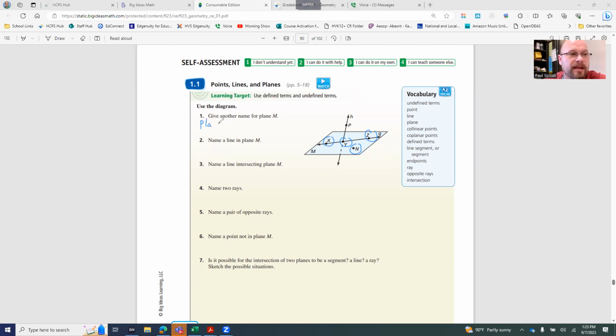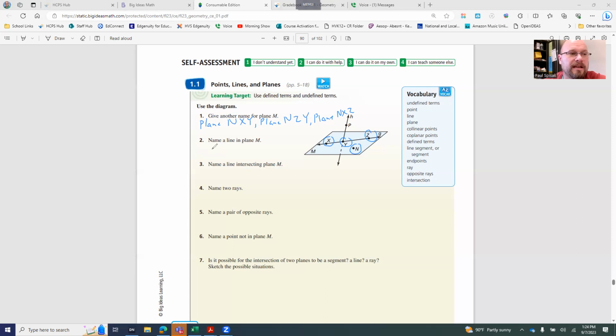Let's say I said plane NXY, or plane NZY, or plane NXZ. Now, any of those 3 work, plus any combination of those same 3 letters mixed around. But again, you cannot use X, Y, and Z together because they are in a straight line.